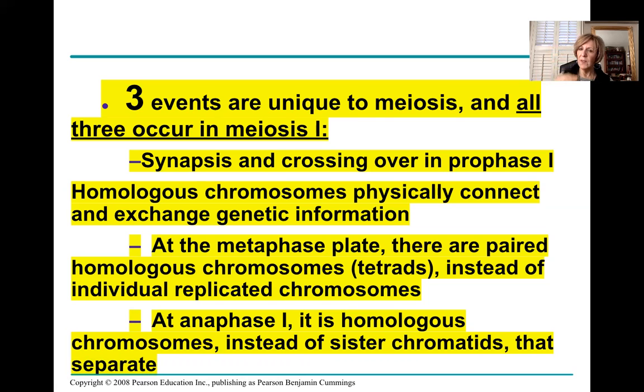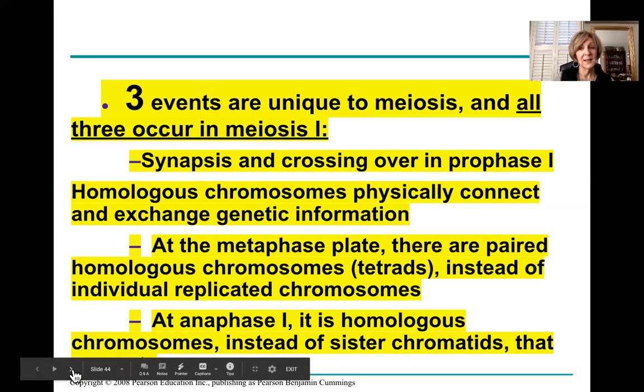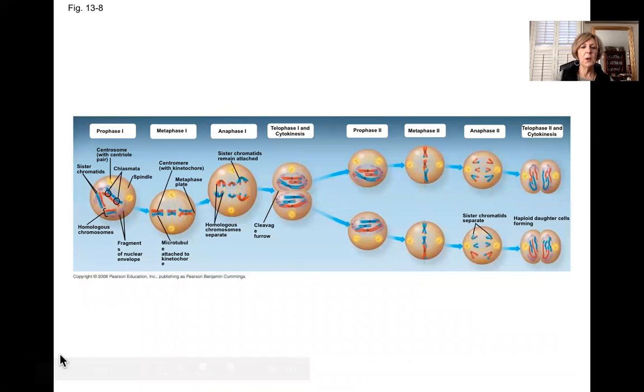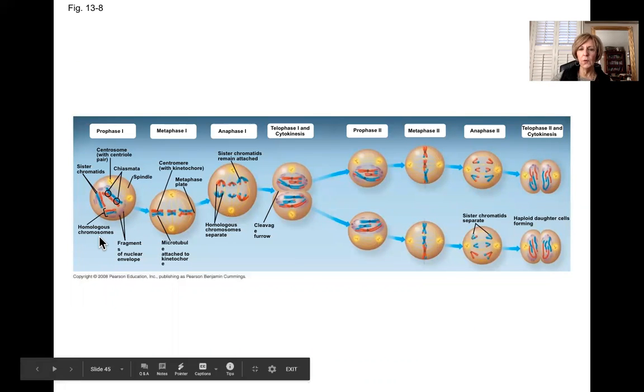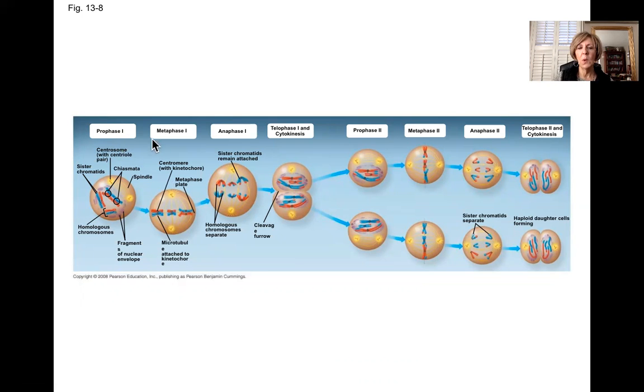So all 3 events that are unique to meiosis all occur in meiosis 1. And as I said, meiosis 2 looks just like mitosis. So here we go, right? This is showing an overview, and we're going to dive deep here. Here is meiosis 1: prophase 1, metaphase 1, anaphase 1, telophase 1, and cytokinesis. All the juicy stuff of meiosis is happening here.